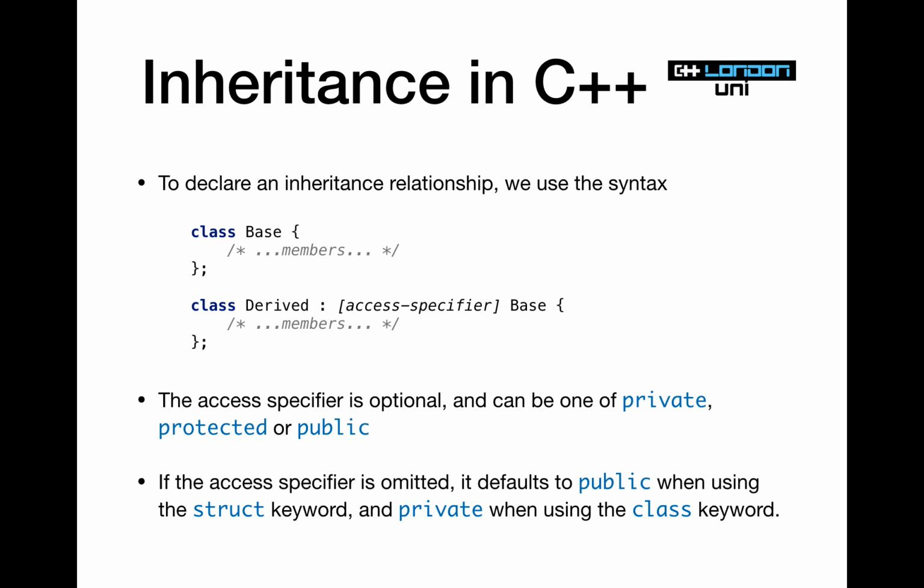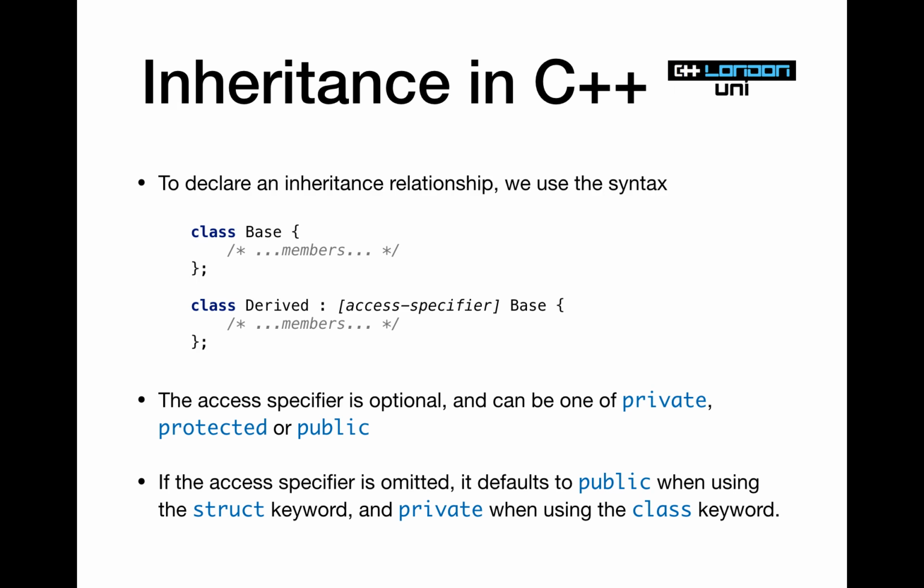Because if we leave it out, then this is the second difference between class and struct. If we use the word struct there, and we omit the access specifier, then we get public inheritance. And if we write class, and we leave the access specifier out, we get private inheritance. So there are two differences between class and struct in C++.